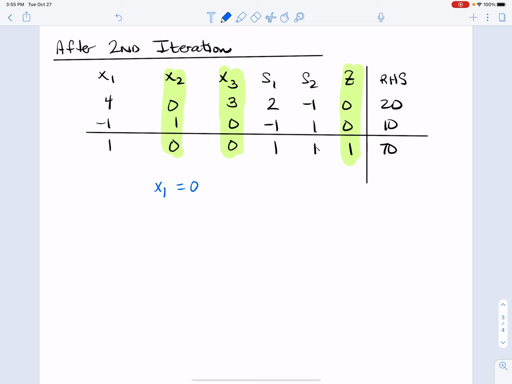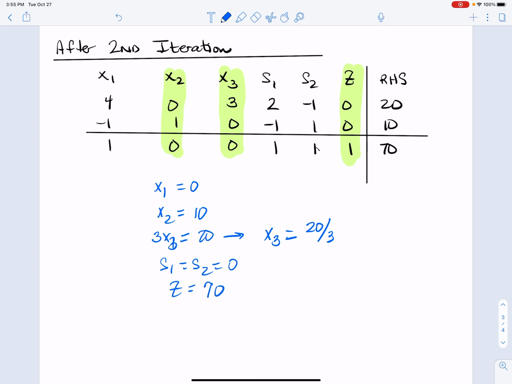x1 is equal to 0, so we don't require any units of x1 for this problem. We have 1x2 equals 10. We have 3x3 equal to 20, which means x3 is equal to 20 over 3, or 6 2/3. S1 and S2 are both 0, and the maximum value of z is 70. So there we have it, our basic solution from the simplex method, in 2 iterations. Hopefully this helps you, and I thank you so much for watching.